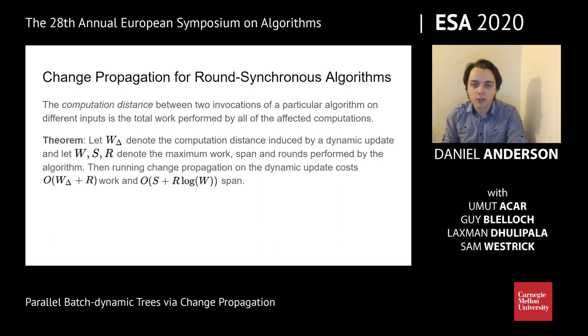Then we have the following theorem about the efficiency of change propagation. If we let W delta denote the computation distance induced by a dynamic update, and we denote by W, S, and R respectively the maximum work, span, and rounds performed by the algorithm, then running change propagation on the dynamic update costs just order W delta plus R work and order S plus R log W span. Note that the work is nearly minimal, since W delta is work that must be re-executed in order to update all of the affected computations. And note that the span is also quite close to minimal. In the worst case, where R is equal to S, it's just log W span worse than the optimal span of S of just rerunning the algorithm.